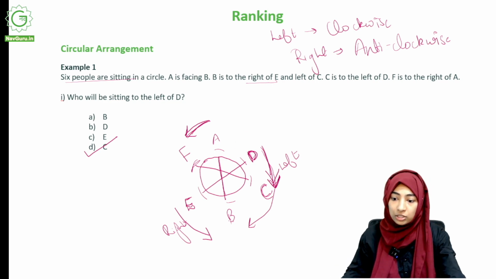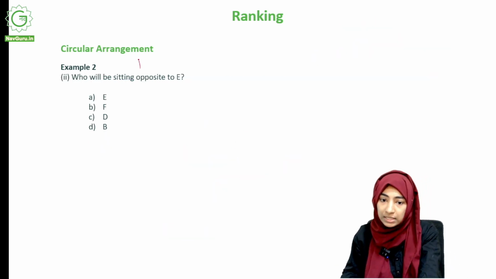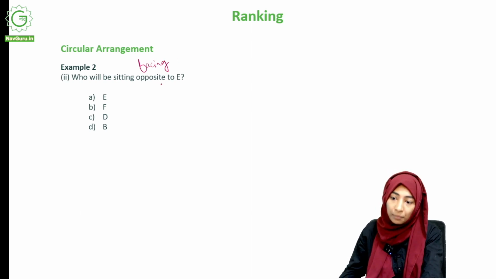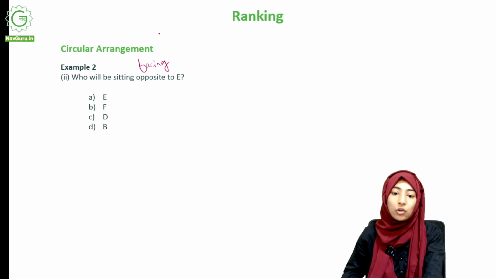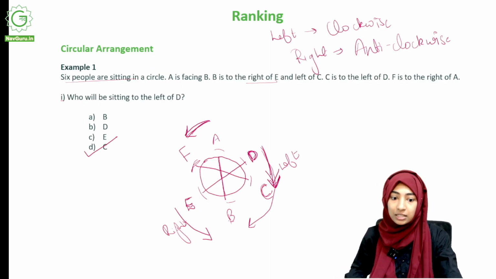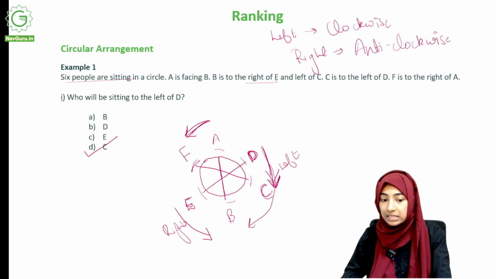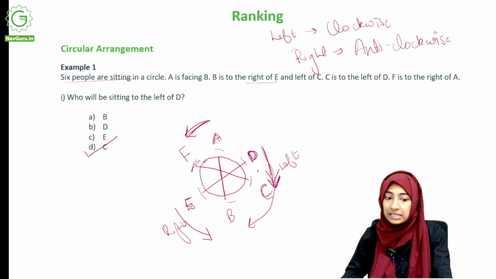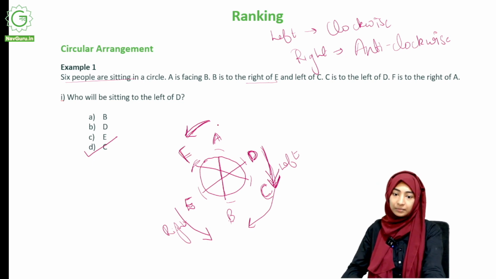So here it can also be asked who sits facing E, the answer will be D. Who sits opposite to, or who sits facing, for all of these the answer is D, okay. So that is for E in this particular case. Who sits facing B? A. Who sits facing C? F, okay. And that's how you have the figure here.